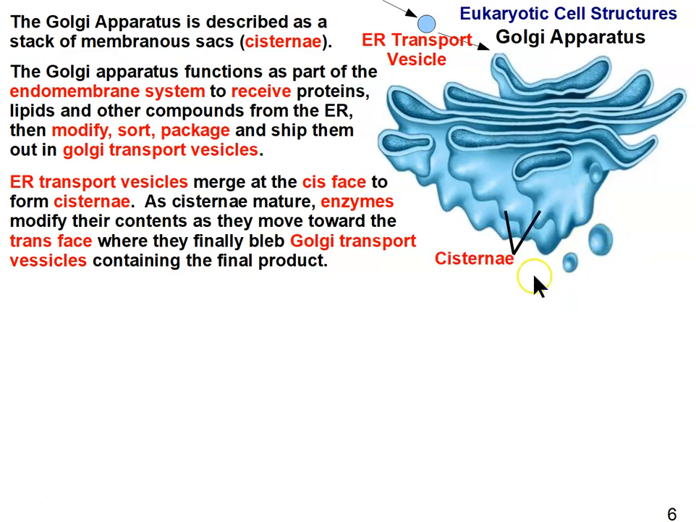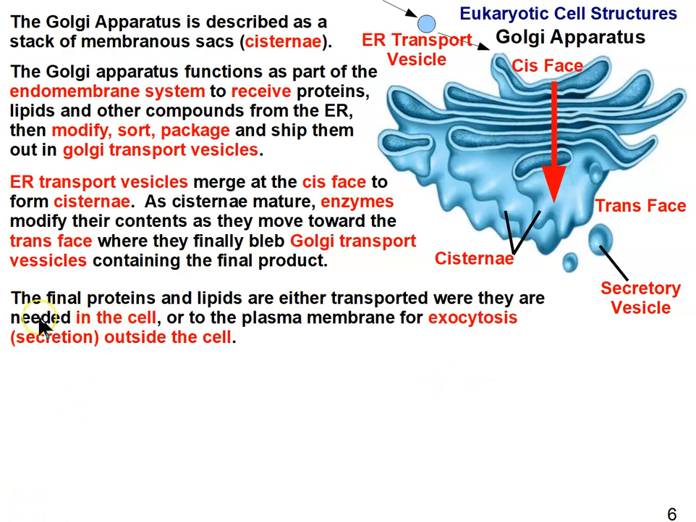So just to run through it again, we'll label everything here. So each one of these sacs is a cisterna, and they form at the cis face, which makes sense. Cisternae, cis face, that's where the cisternae form. They mature as new cisternae are formed at the cis face. The older ones are moving through the Golgi apparatus towards the trans face. And the trans face makes sense too, because transport vesicles are blebbing or being created from the trans face. And they can be secretory vesicles, which means that they're bound for the plasma membrane to be secreted outside the cell by exocytosis, if you'll recall. And so the final proteins and lipids are transported where they're needed in the cell or to the plasma membrane for secretion through exocytosis outside the cell.